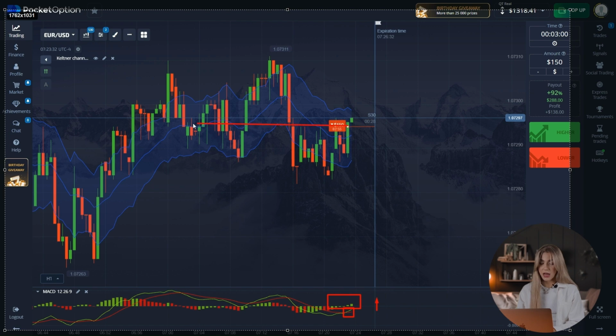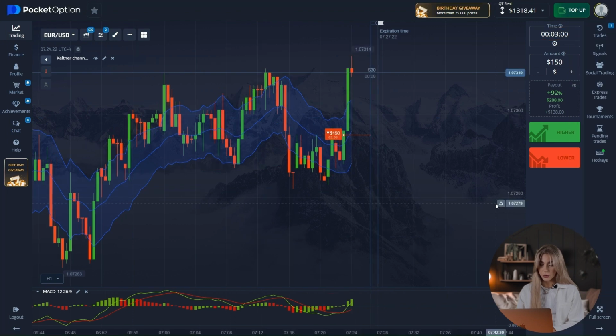Let's draw its upper boundary here. The lower boundary aligns with the lower Keltner channel boundary. So I'm betting that the price will drop from the lower boundary back into the price corridor, as there isn't enough momentum to break through the level yet. I've set the expiration time to 3 minutes. Now let's see how it unfolds.